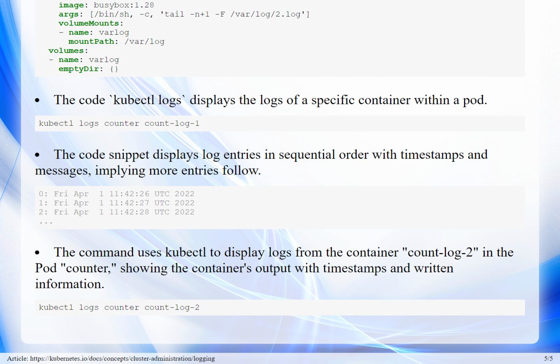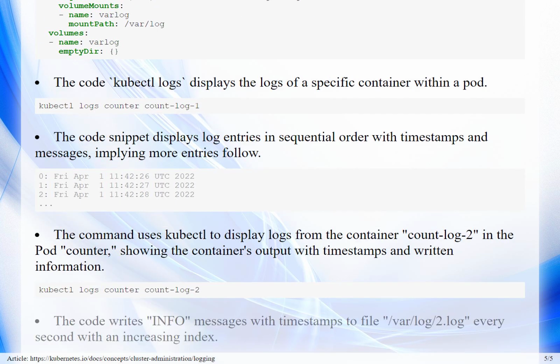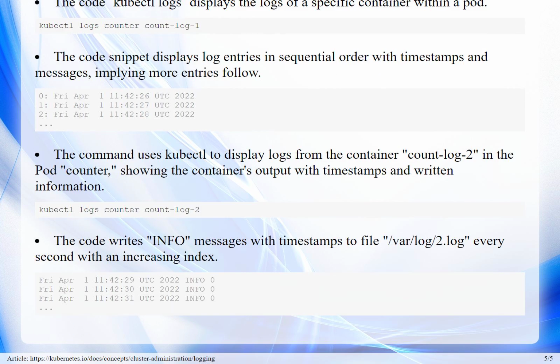This command uses kubectl to access and display the logs from the container named countlog2 within the pod named counter. The logs retrieved will show the output generated by the container, typically containing timestamps and any information written to the standard output stream. The code snippet shows logs written to a file /var/log/2.log every second with a timestamp and an info message followed by an incrementing index.